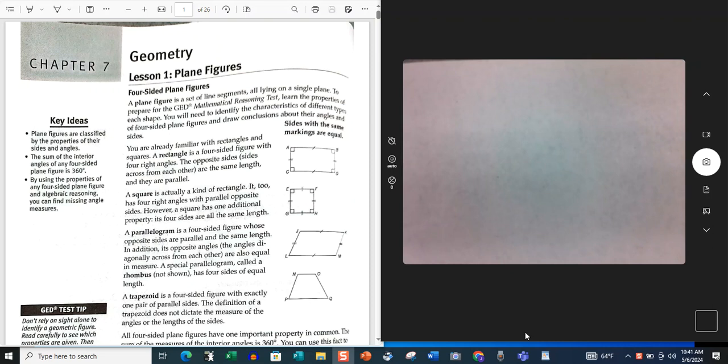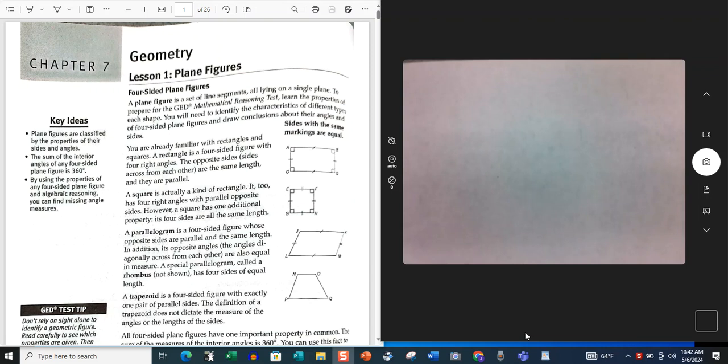Four-sided plane figures. A plane figure is a set of line segments, all lying on a single plane. To prepare for the GED mathematical reasoning test, learn the properties of each shape. You will need to identify the characteristics of different types of four-sided plane figures and draw conclusions about their angles and sides. You are already familiar with rectangles and squares.